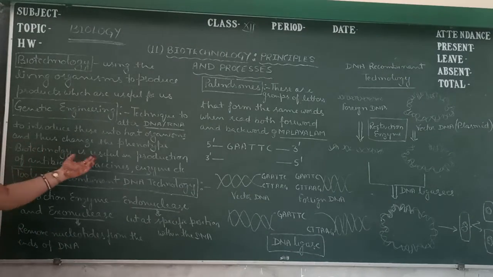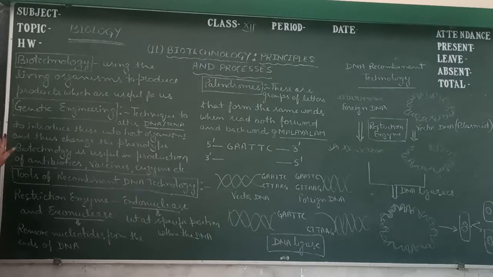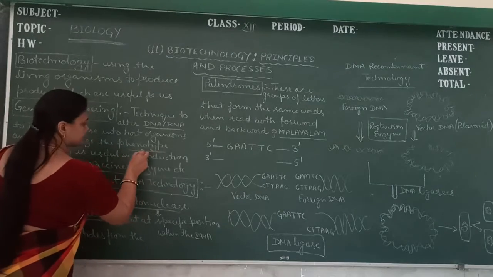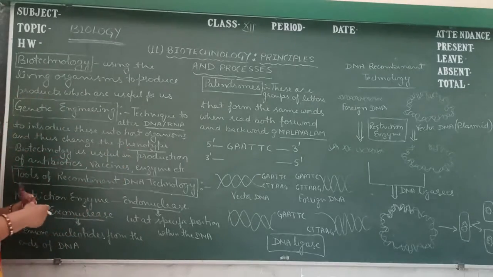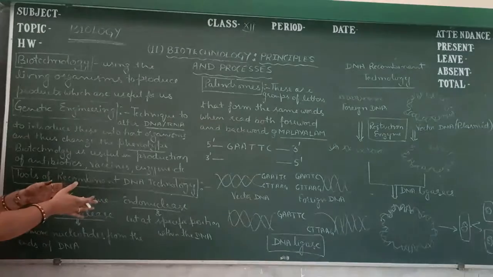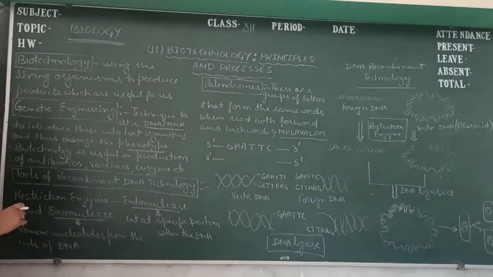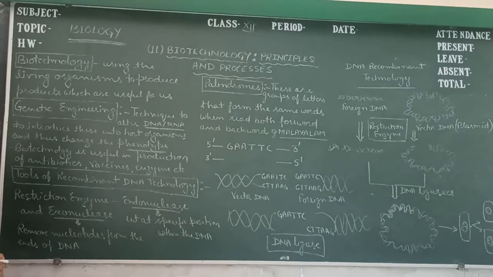Generally, the host organism are the bacterial cells like E. coli, and thus change the phenotype. Phenotype is external appearance. Phenotype is the expression of genotype. If the genes, the sequence of genes will be changed, then phenotype is automatically changed. So, it is the basis of genetic engineering.